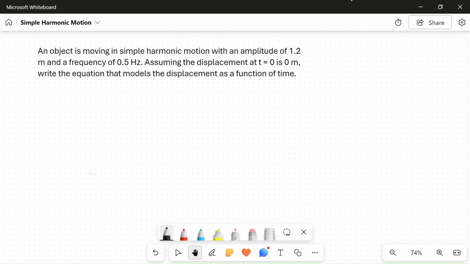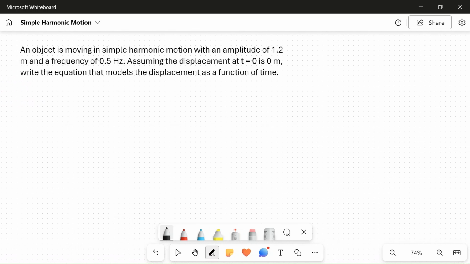All right, let's try another one. It'll be very similar. We have an object moving in simple harmonic motion. This time we are told the amplitude is 1.2 meters, and this time we're given a frequency, not the period, of 0.5 hertz. We're going to assume the displacement at t equals 0 is 0 meters. That means it's not at the maximum or the minimum, it's at the midline, in the middle.